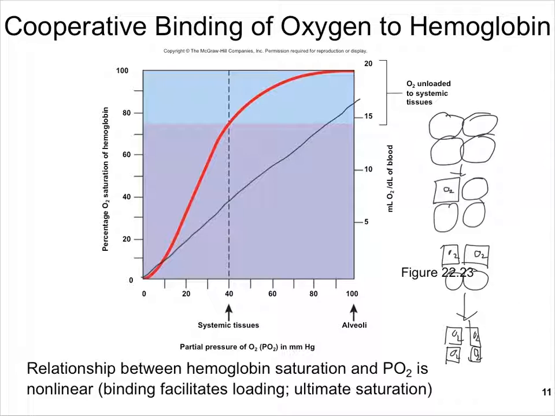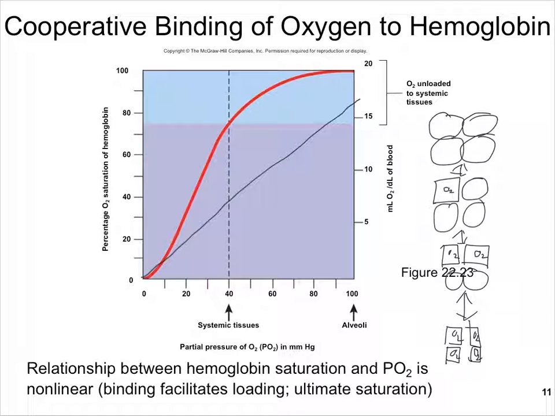When you get one oxygen bound, you're more likely to get two, and then even more likely to get three, and then even more likely to get four. And it goes backwards, too. If you lose one oxygen, you're more likely to lose the second oxygen, and more likely to lose the third oxygen, and more likely to lose the last oxygen as well.